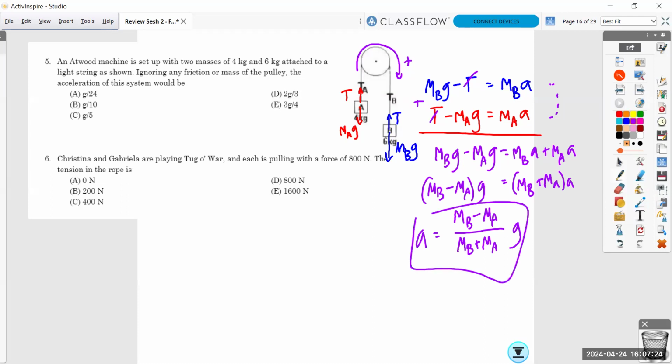So this is one of those equations that they really like you to know. And it's one of the things on the checklist, making sure that you're comfortable with Atwood machines. So in this case, if I use my Atwood machine equation, what's the difference between the two masses? Yeah, 2 kilograms. And the sum of the two masses is 10 kilograms. But 2 over 10 is also known as 1/5.